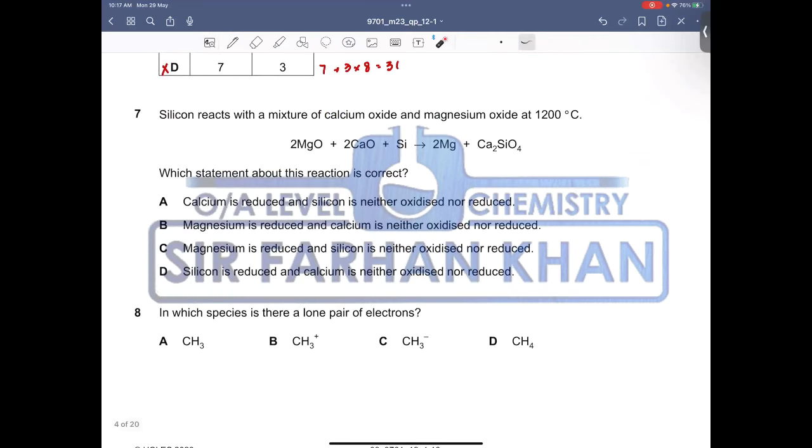Okay. Question number 7. Silicon reacts with a mixture of calcium oxide and magnesium oxide at 1200 degrees Celsius. Which statement about this reaction is correct? Okay, which statement about this reaction is correct? First of all, let's talk about calcium here. Over here, the oxidation state of calcium is 0 because calcium is neutral. Now, in this compound, we need to find out the oxidation state of silicon.